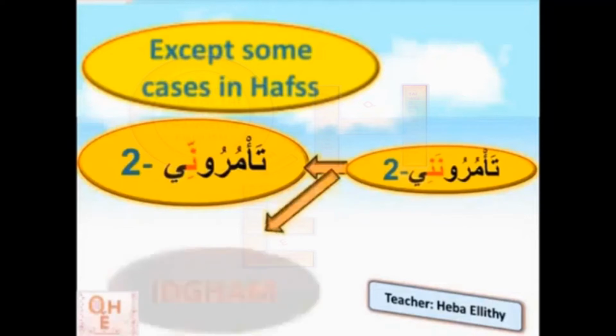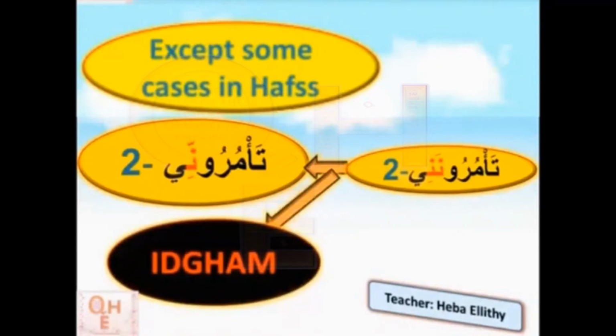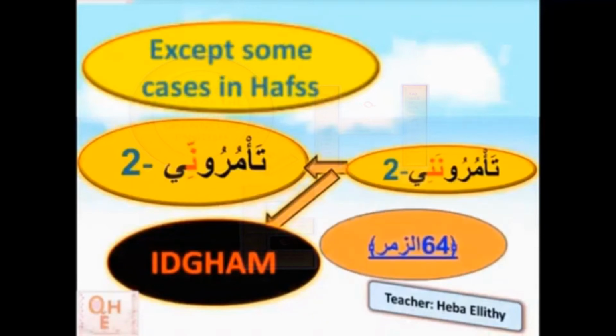Like here, what we made idgham. This word is in which surah? In Surah Az-Zumur, verse 64. You can look for it in the Quran. You will find this one, but in the real Arabic, we say the main rule: if I have haraka followed by haraka, I should make both of them izhar, but this is our second exception to make it idgham instead of izhar.